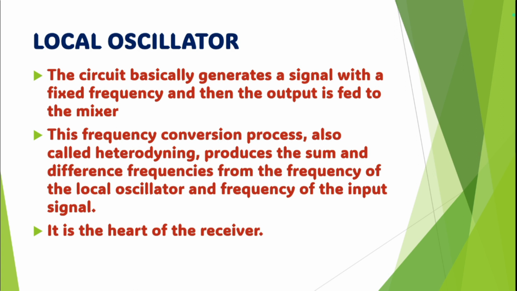The local oscillator is used like a reference oscillator which produces a reference signal. The incoming signal is compared with the reference signal. That's why it is called the heart of the receiver. This frequency conversion process, also called heterodyning, produces the sum and difference frequencies from the frequency of the local oscillator.